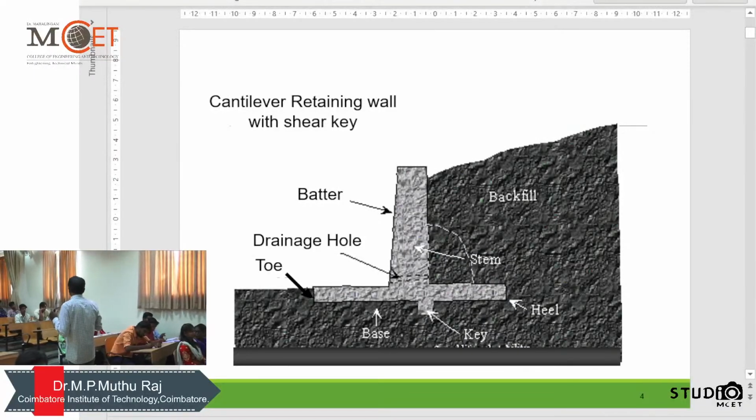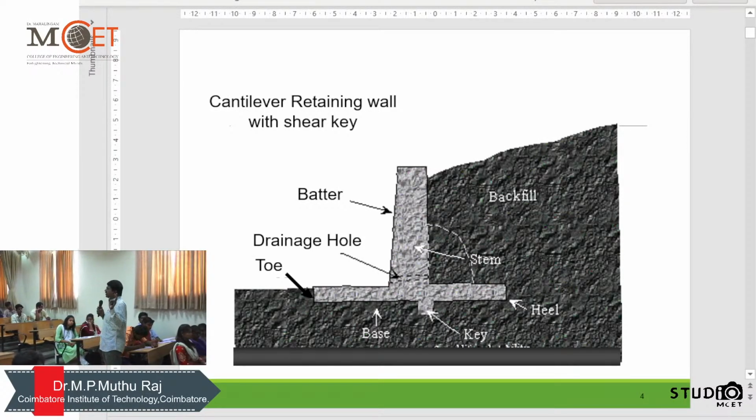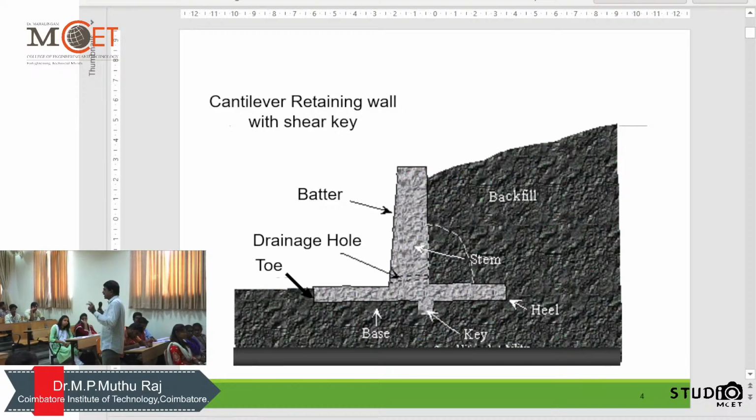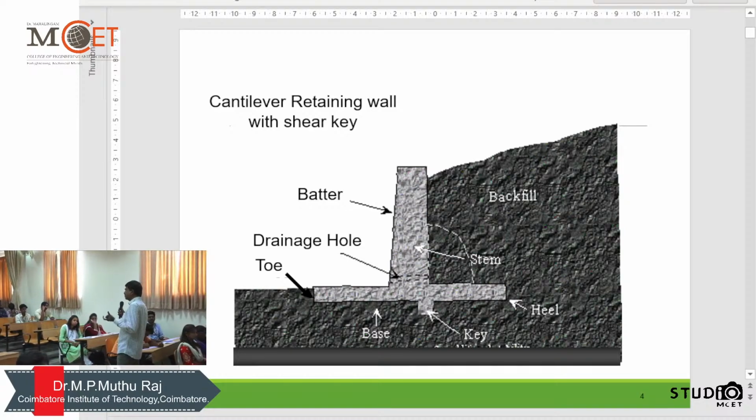Without any reinforcement, you can go for plain cement concrete or random rubble masonry, RR masonry. The second type, you can go up to 20 feet height. You can fabricate it as a vertical wall, which is called a stem with a base slab.